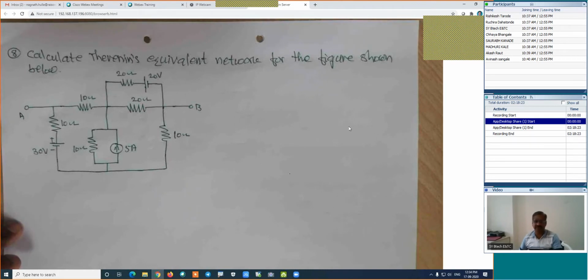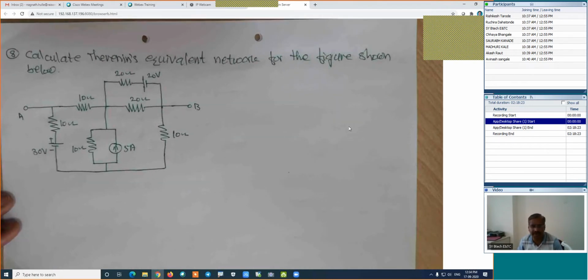Calculate Thevenin's equivalent network for the figure shown below. This is the given figure and we want to draw its Thevenin's equivalent network. Indirectly, we are interested in the calculation of two values, which are VTH and RTH. How will be the calculations? Which method will we use here?